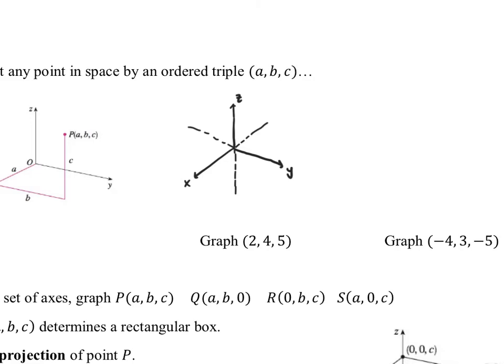So let's say we're going to graph 2, 4, 5. The way I think about this is that I'm going to come off the x-axis in the positive direction 2 units. Then I'm going to go 4 units along the y. 1, 2, 3, 4. So that's a point in the xy plane, like if we were normally in two-dimensional space. So that's 2, 4.